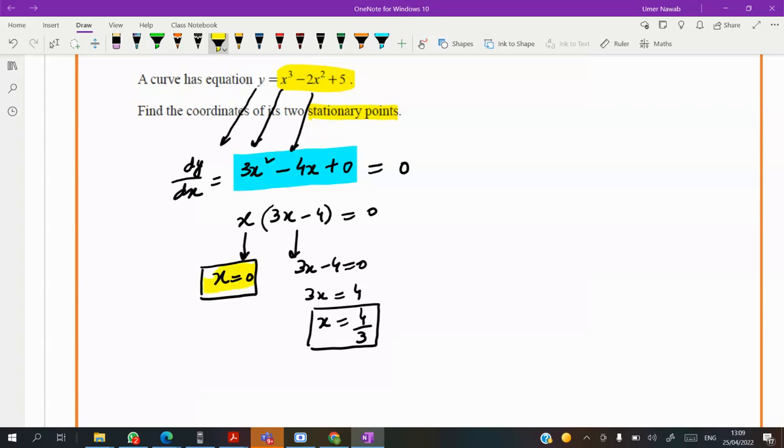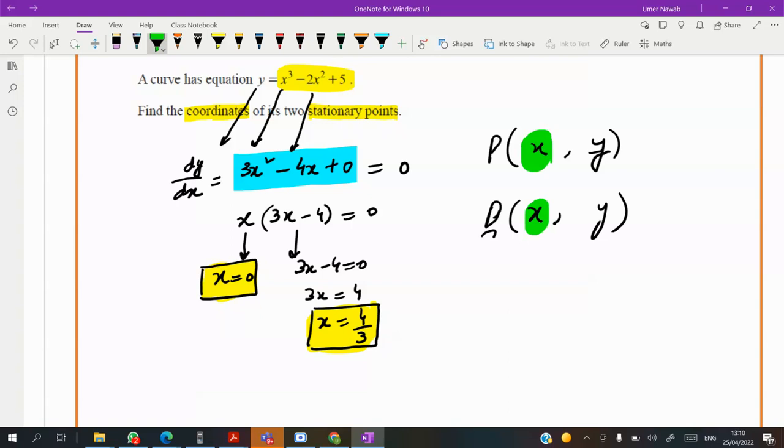Is our job done? No, our job is not done because we need to find the corresponding y coordinate. He didn't say find only the x coordinates. We need to find the full point. What is the full point? That is, the x coordinate and also the y coordinate. Second point, x coordinate and y coordinate. You found your x coordinates. One is 0 and the second one is 4 over 3. So with respect to 0, what is the y coordinate? With respect to 4 over 3, what is the y coordinate?